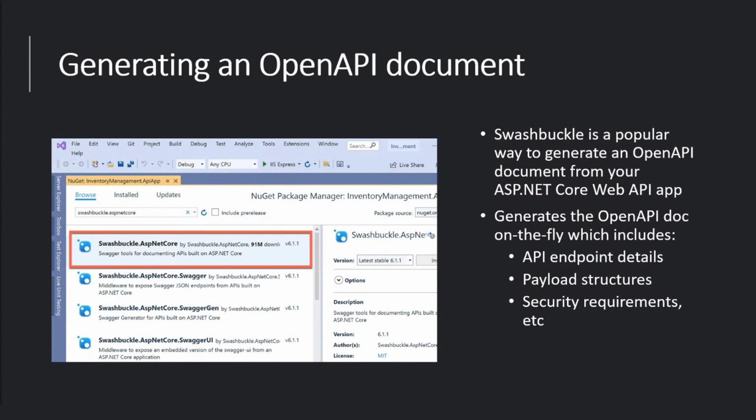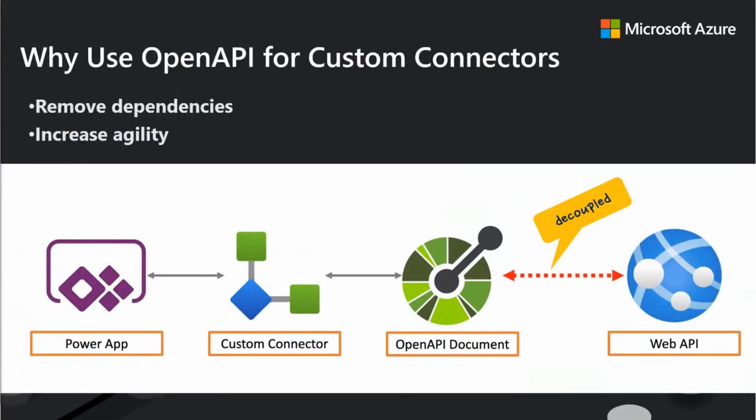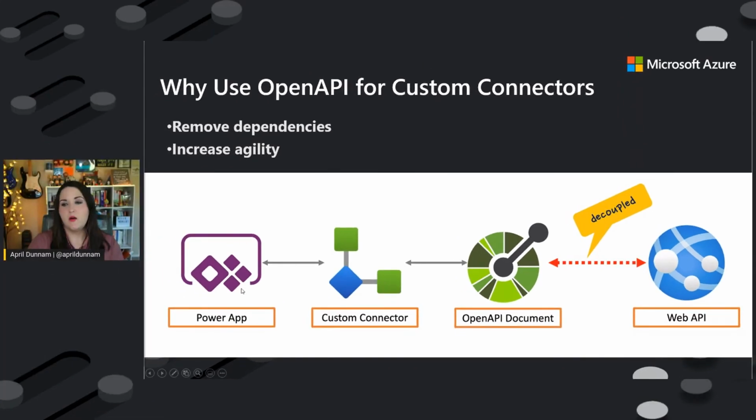So why use these OpenAPI documents for custom connectors? Well, it removes dependencies and increases agility. It decouples everything. So how it would look on the back end: you have your Power App, and you have the custom connector, which is what the Power App uses to talk to the service. That custom connector talks to your OpenAPI document, which is decoupled from your web API itself.